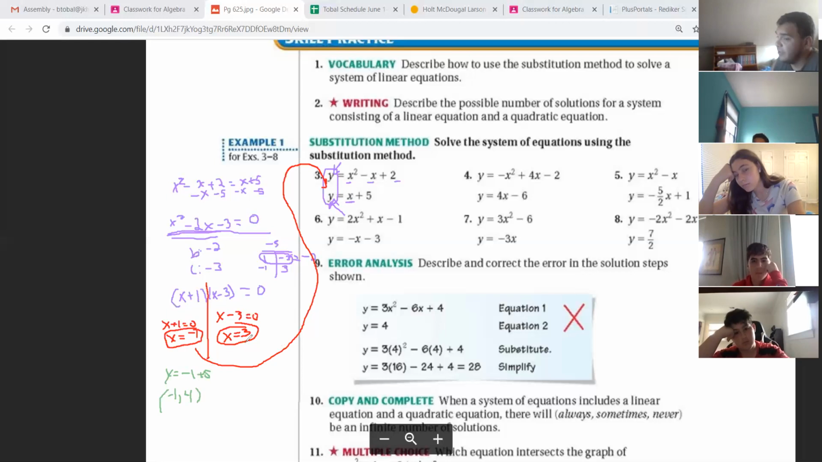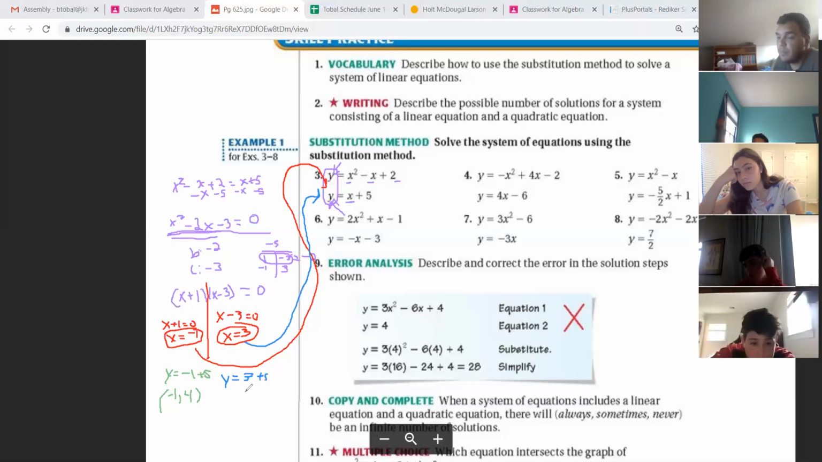Your second answer, you're going to plug in the 3 into the easiest equation. Same one. So that's y equals x plus 5, we know what x is, 3 plus 5. So your parentheses, 3, comma, what 3 plus 5 is, 8. So here are your 2 answers.